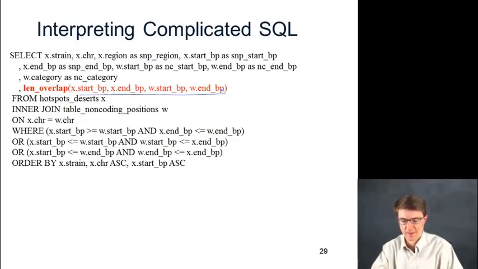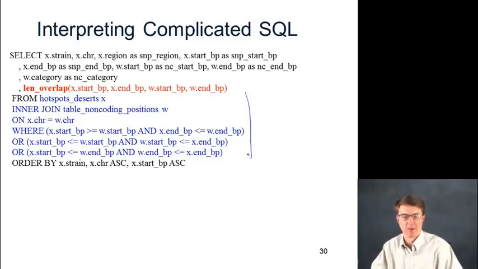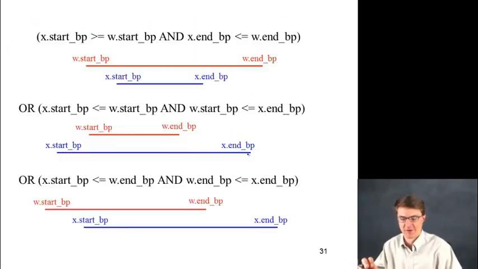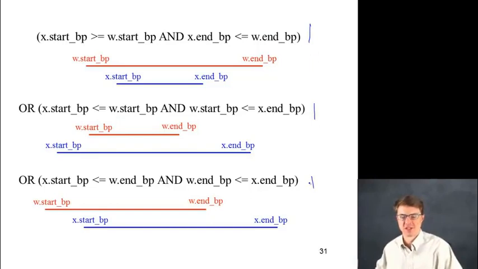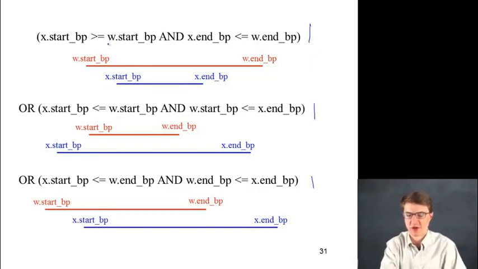Then back to this other complicated expression. Let me show you a little bit what's going on here, just because I think it's kind of a fun example. If you break these out into these three conditions, and you happen to know something about where this data is coming from, you can see that what this is saying is, well, look, we want the start base pair from the X table to be greater than the start base pair from the W table, and we want the end base pair from the X table to be less than the end base pair from the W. So it's this picture, right?